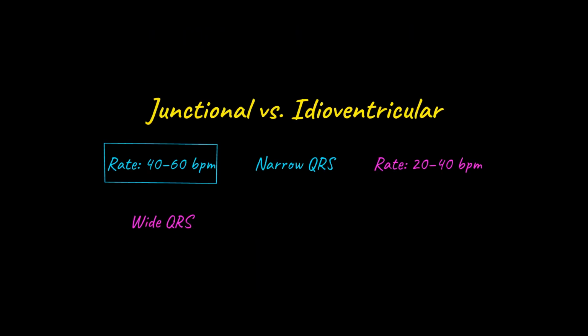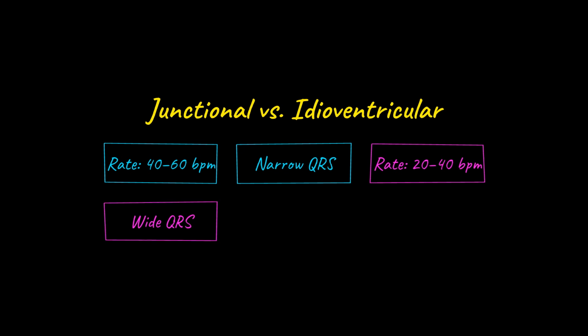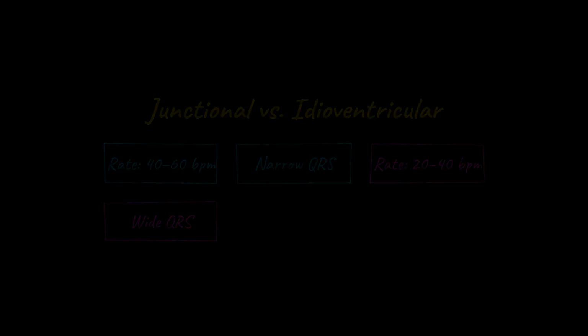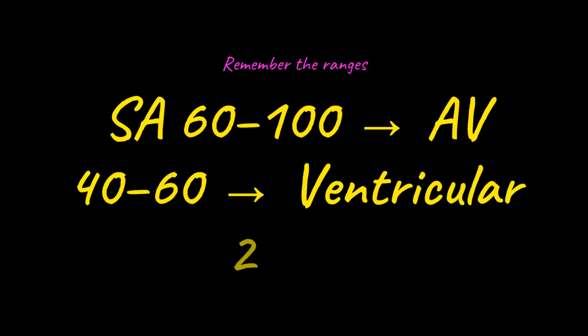The most testable confusable is junctional escape versus idioventricular rhythm. Junctional: 40 to 60, narrow QRS. Idioventricular: 20 to 40, wide QRS. Students frequently swap these two rates. Remember, the AV junction is the first backup, so its rate is always higher than the ventricular rate. Lock in these three rate ranges and pair each with its QRS width. When you see SA node failure on an exam, the AV junction takes over first at 40 to 60 with a narrow QRS, not the ventricles.